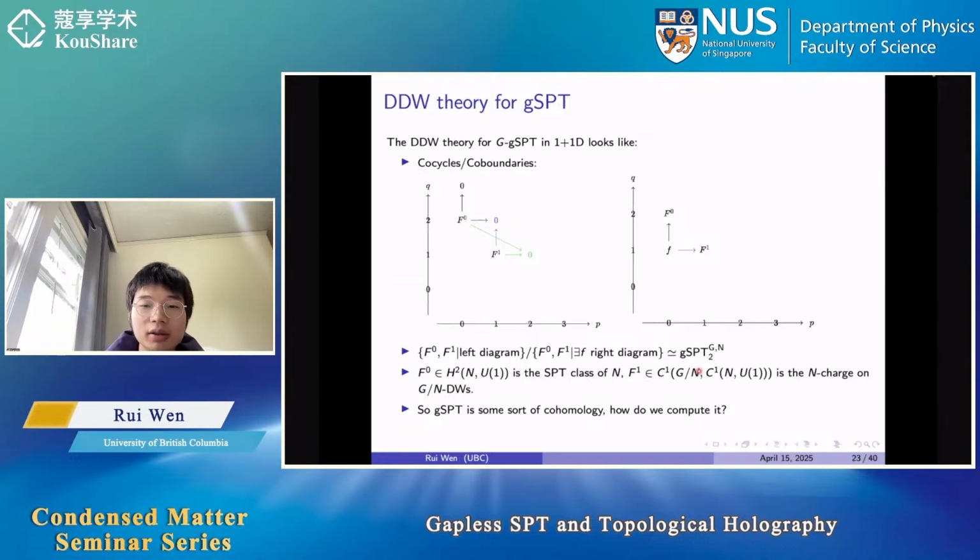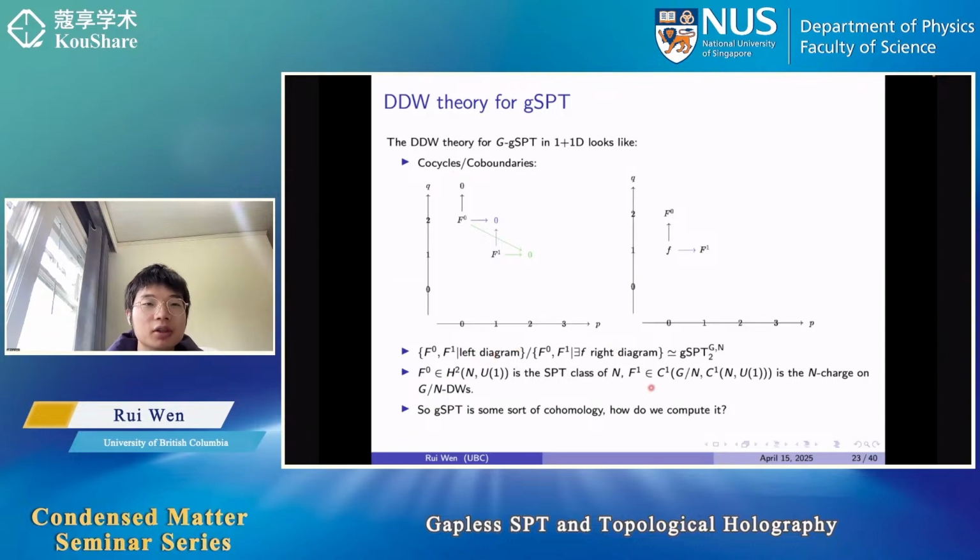And this F1 is a function that depends on one element of G over n and one element of n. This is n charge on the G mod n domain walls. So technically, this is only correct when F0 is 0. When F0 is trivial, then you can interpret this as the n charge on the G mod n domain walls. In general, it is a torsor over n charges. So basically, you say the gapless SPT is some sort of cohomology, right? Some sort of cocycles modulo coboundaries.